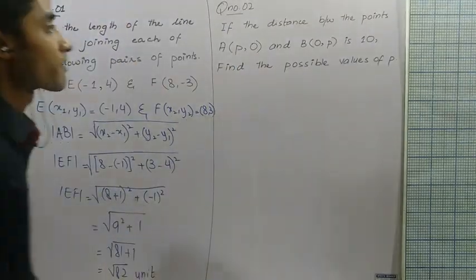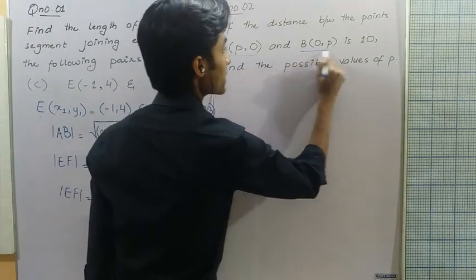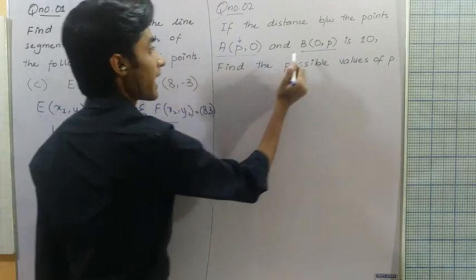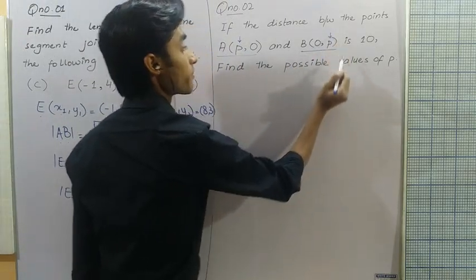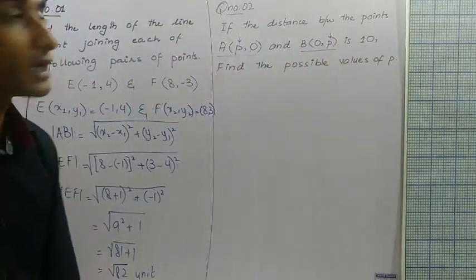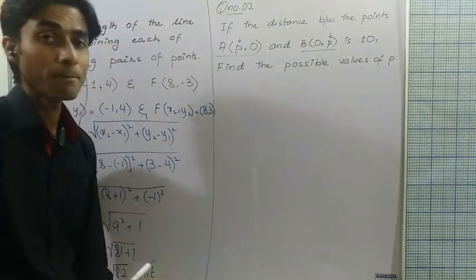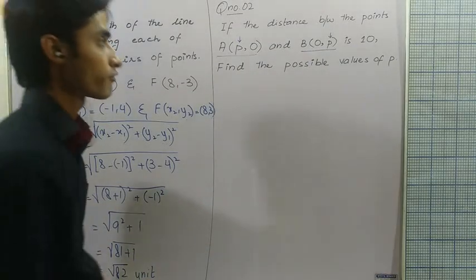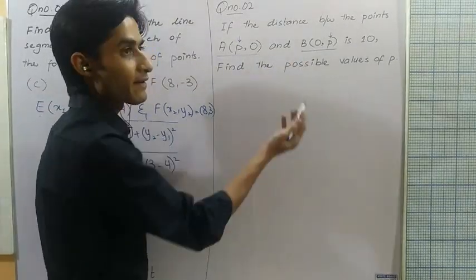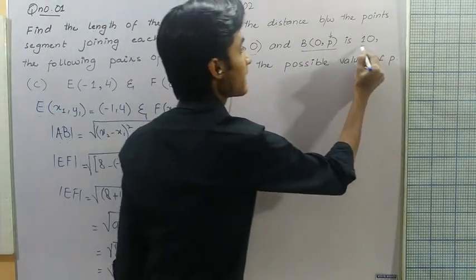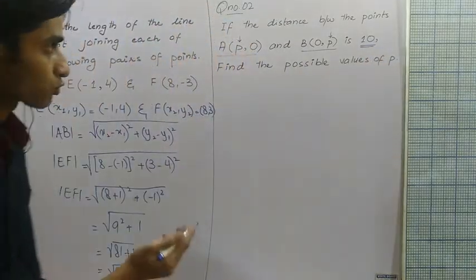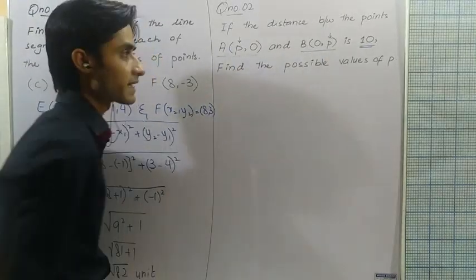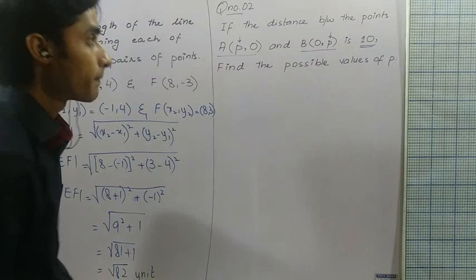This is the case where I have given you 2 points A and B. But you can see in A there is a variable P, and in B also there is one more variable, the same variable, which is P. So you can say A and B are not completely known points. One component is missing in each of them. Anyways, these are the 2 points carrying the same variable, and 10 is the distance between these 2 points. So if I just read out the question, the distance between 2 points A and B is 10 units. Find the possible values of P.